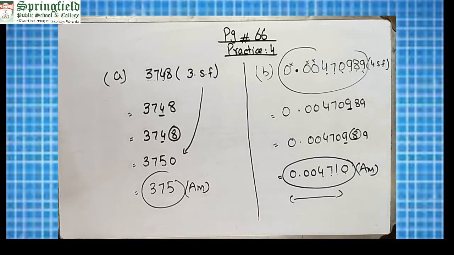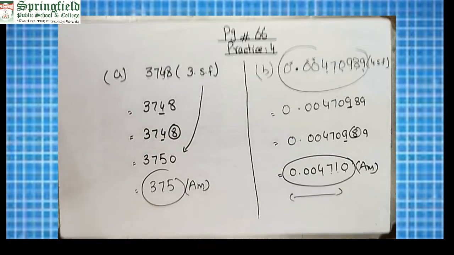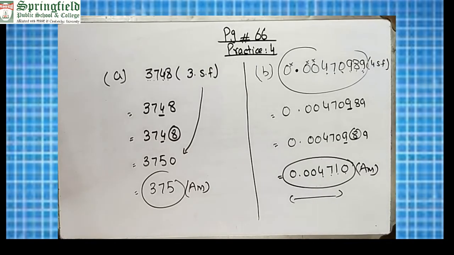Understood, beta? Okay, the next two parts are your homework. Do these two parts in your notebook. Fine? Okay, now question number 2 of practice 4 is not included in your assignment. So come to the next topic, turn to page number 69. Example 5.